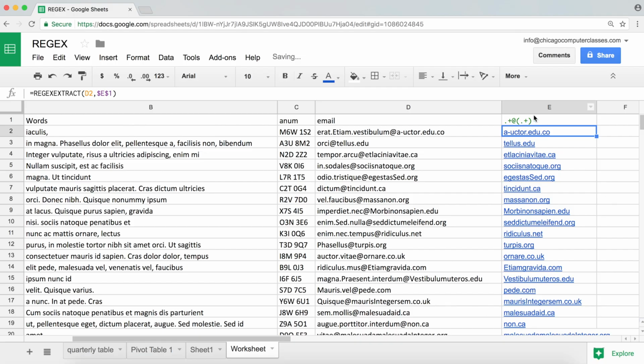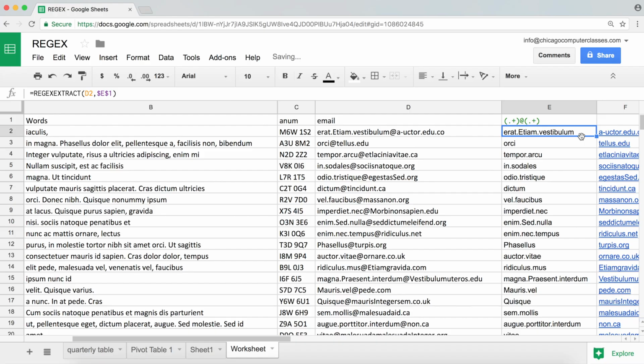Now if we also want to extract the beginning part, I have to include parentheses and group that one as well. So now we're saying this is the first group we want to extract and this is the second group we want to extract. And overall this is the pattern we're trying to match. So if I enter, you'll see how we have now split that into two columns. We have this beginning part, the @ sign is the one we use for splitting, and we have the second part right after that.